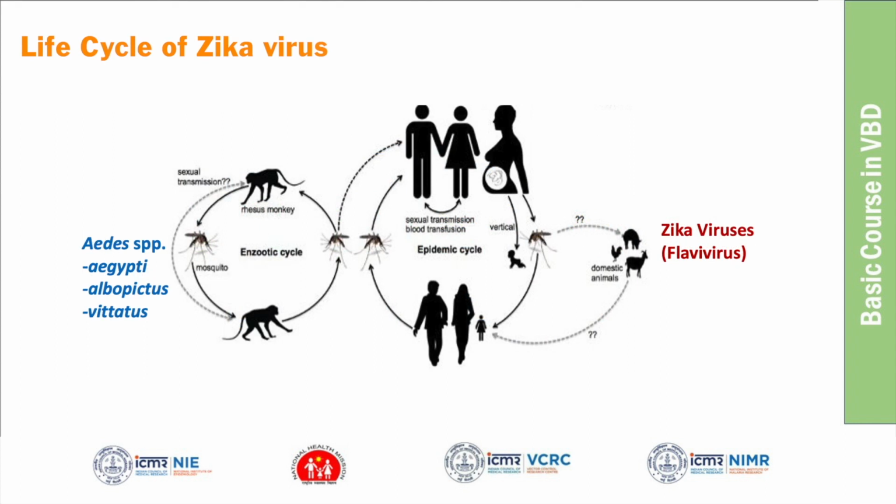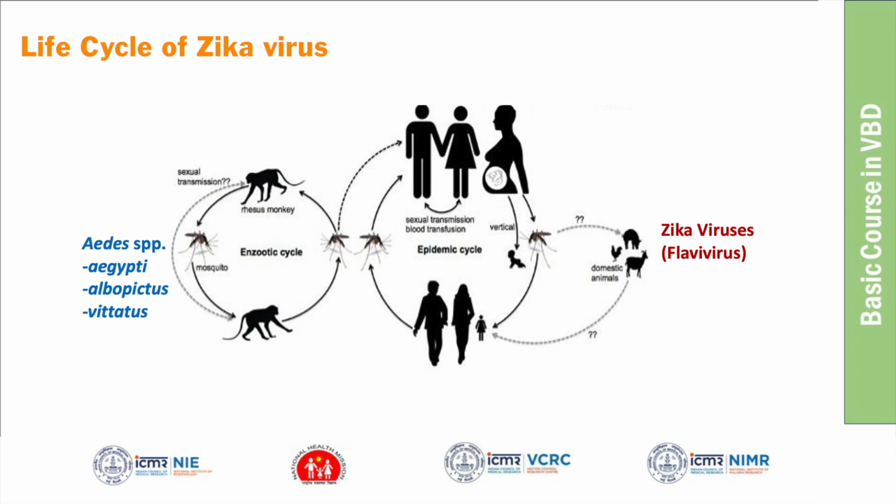The next one is Zika virus. Now, Zika virus surfaced in 2007 in Latin America, and in Brazil in 2015 there was a big outbreak of Zika virus, and here the cycle is a bit complex. Although the primary vector is Aedes aegypti, in Brazil, Aedes albopictus and vittatus have been implicated in our country. I'll tell you shortly. Now, let's just look at the cycle.